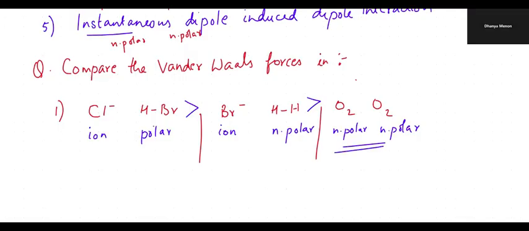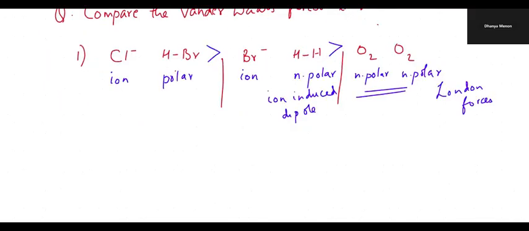Right? That is the London forces. This is the London forces. This is ion-induced dipole. This is the first one. So if we know the 5 types of van der Waals forces, you will be able to compare.